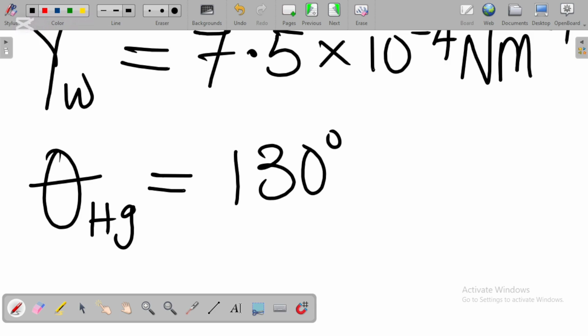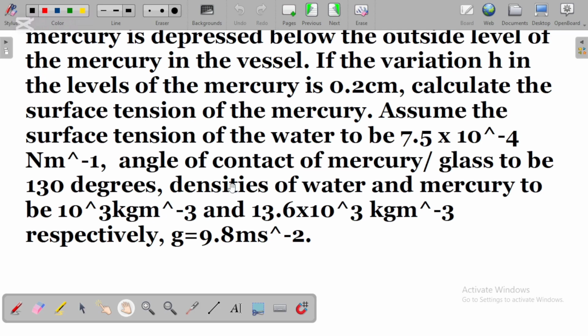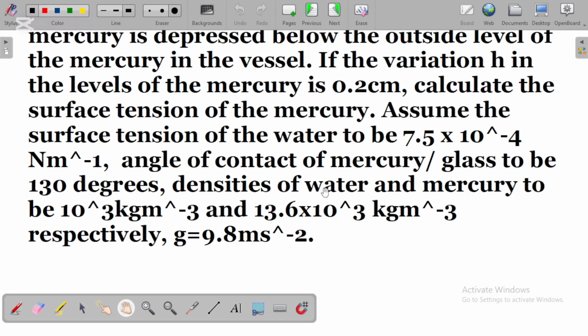130 degrees. All right, let's look at the question again. The density of water and mercury is given as 10 raised to the power 3 kg per cubic meter. We are also told that the density of water and mercury is 10 raised to the power 3 kg m^-3 and 13.6 times 10 raised to the power 3 kg m^-3 respectively.